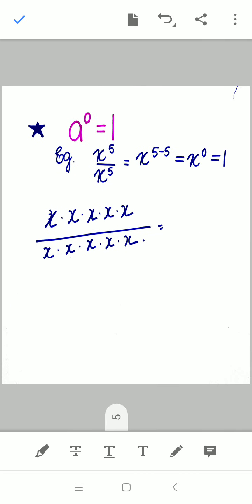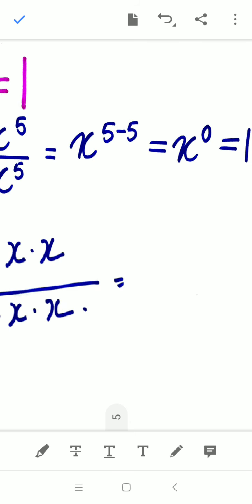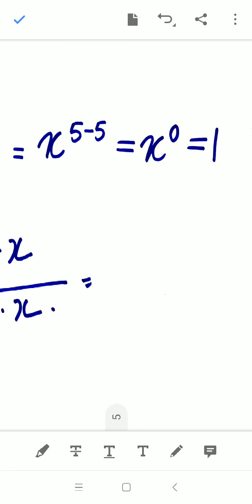The next is: any number raised to the power 0 is always 1. Like x raised to the power 5 upon x raised to the power 5, you can see on the screen. 5 minus 5 is 0, because we are dividing it. So we have to subtract the powers. So we are subtracting and getting 1.